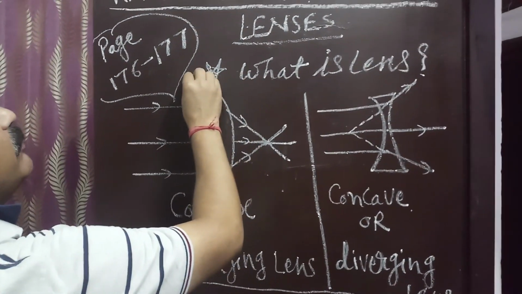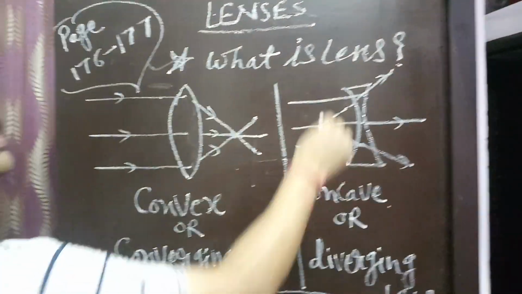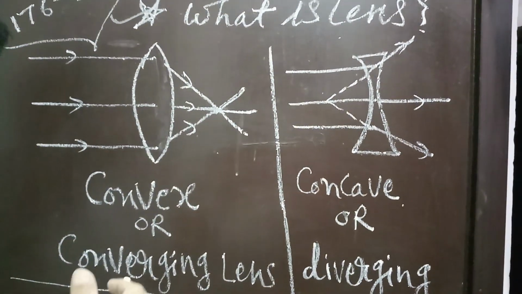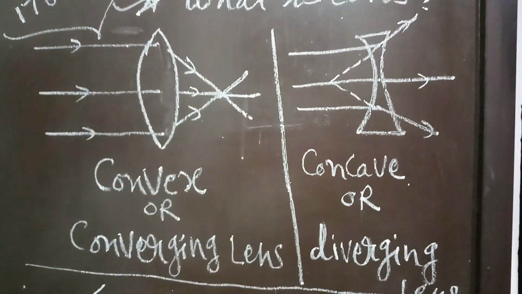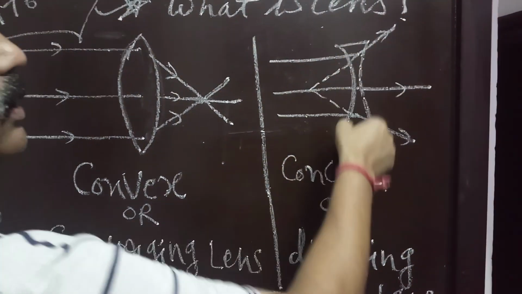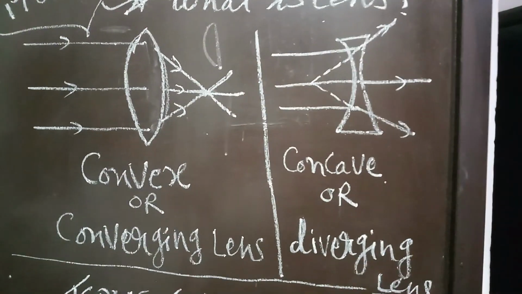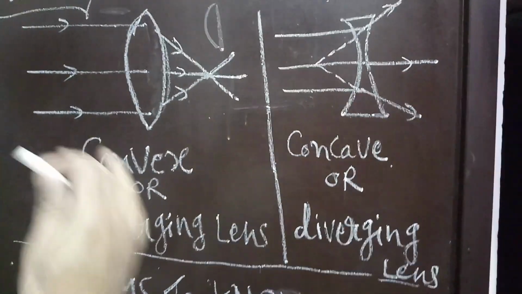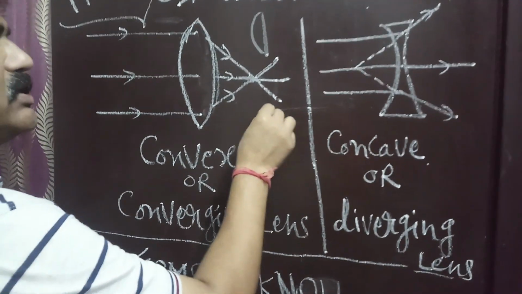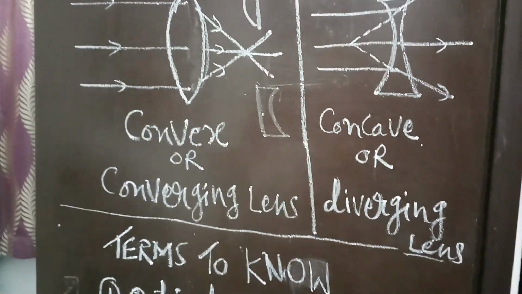So first we discuss what is a lens. A lens is a transparent medium which is surrounded by two spherical surfaces, or a spherical and a plane surface. For making a lens, it is necessary that one surface must be curved. The other surface may be curved or plane.